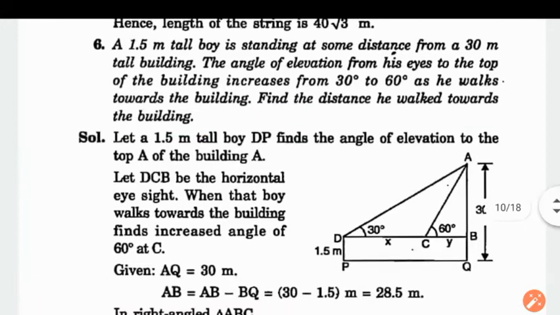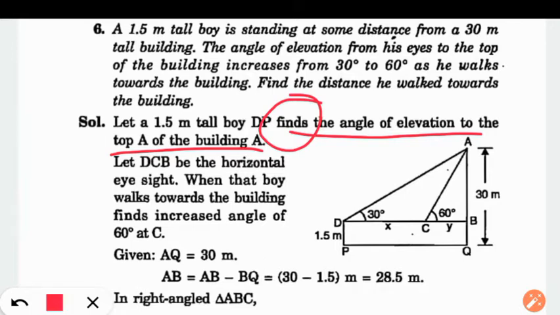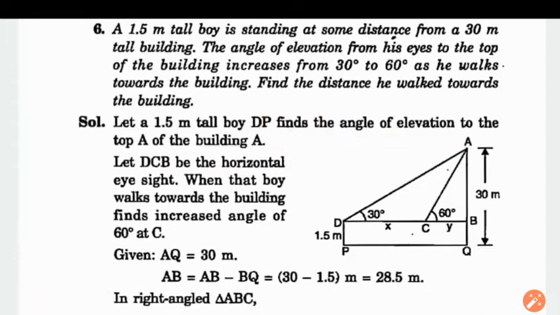Okay. So, see the figure. Here we have DP, which is denoting the height of the boy. Let a 1.5 meter tall boy be DP. So, I have considered DP as the boy. The angle of elevation is formed to the top of the building, that is A, of the building. The building is AQ, and DP is the boy.